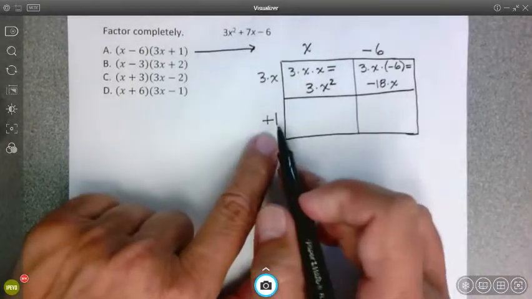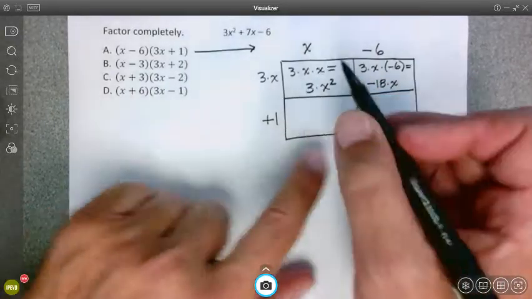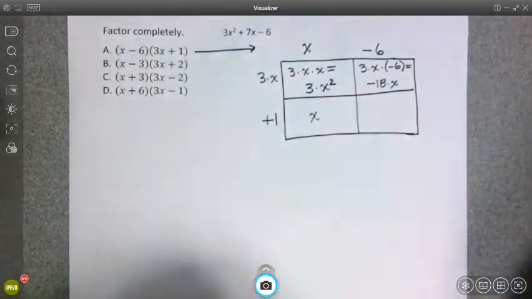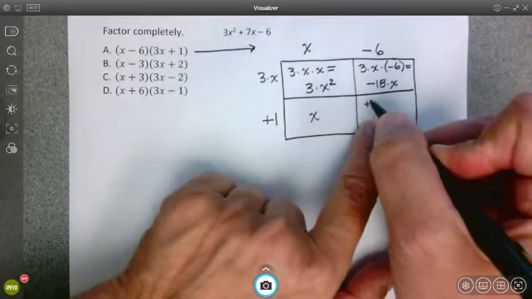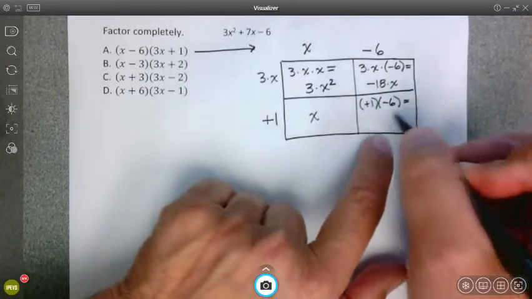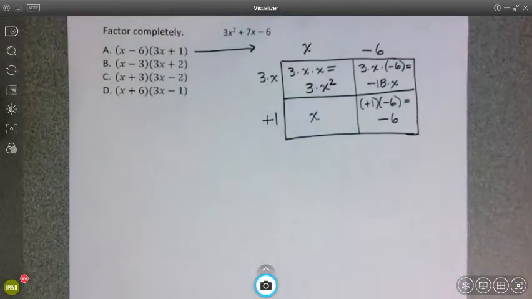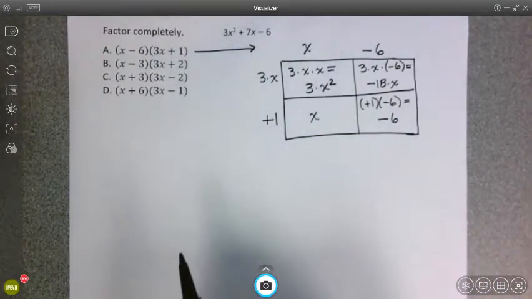Now I work my way down to the second row and the first column. 1 times x is, of course, just x. And a positive 1 times a negative 6, I'll actually show that multiplication here, is going to equal a negative 6. Now I have all the subproducts in each of the 4 cells of this table.